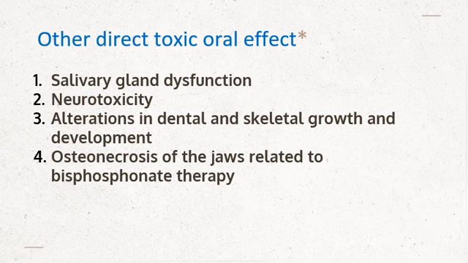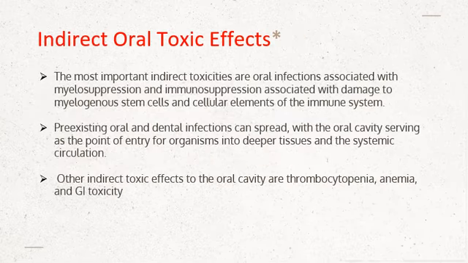So, for other direct toxic oral effects, you have salivary gland dysfunction, neurotoxicity, alterations in the dental and skeletal growth, and development of osteonecrosis of the jaw, related now to bisphosphonate therapy. For the indirect oral toxic effects, the most important indirect toxicities are oral infections associated with myelosuppression and immunosuppression associated with damage to your myelogenous stem cells. So, there is already damage to the bone marrow.